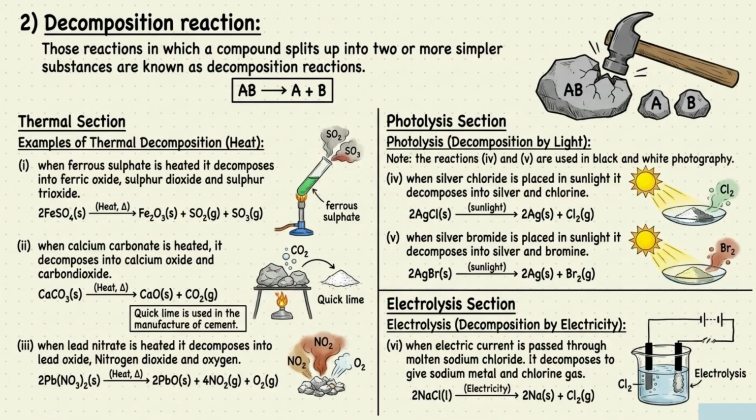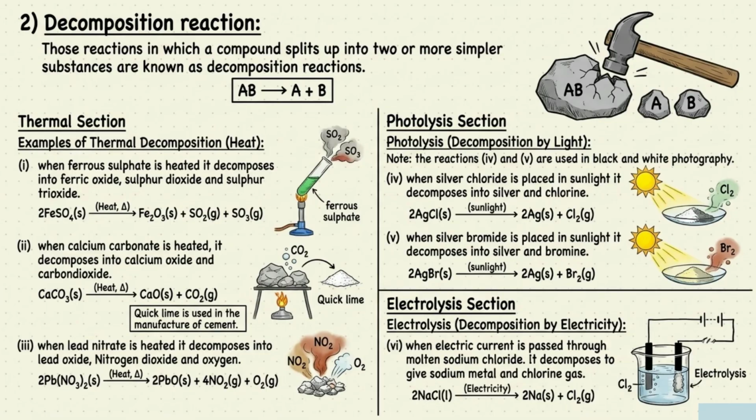Let's move to type 2, decomposition reaction. This is the exact opposite of combination. Those reactions in which a single compound splits up into 2 or more simpler substances are known as decomposition reactions. The format is AB yields A plus B. Imagine a hammer smashing a rock into smaller pieces. But what is the hammer?